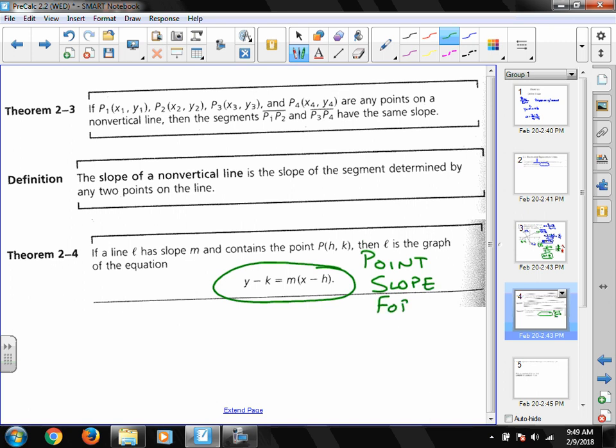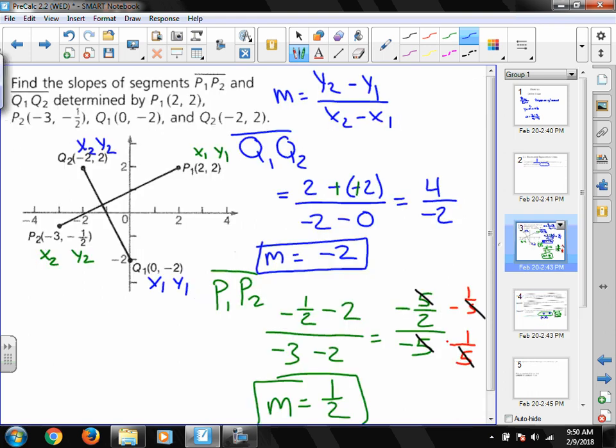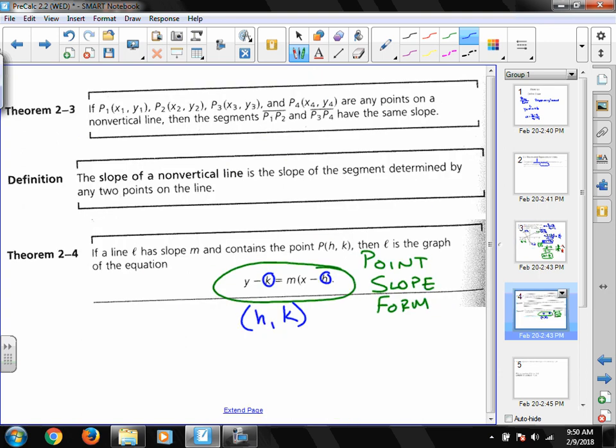So point slope form, where your h and your k values are going to come from some point on that line. So we could have used, maybe in the last example, the point 2, or 0, -2. M is still your slope.